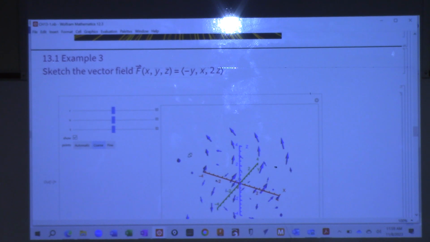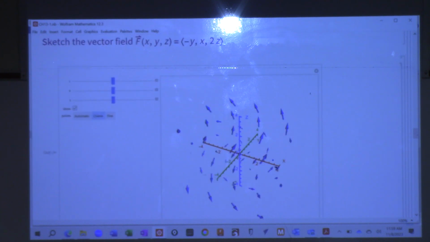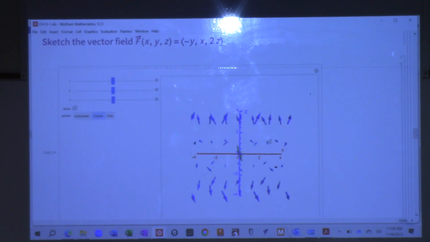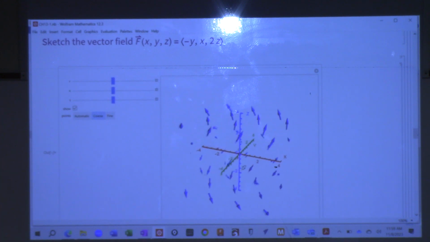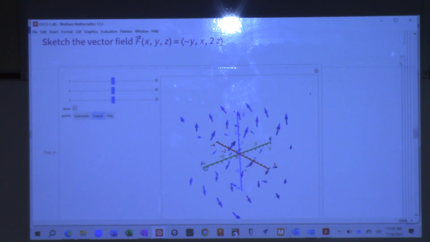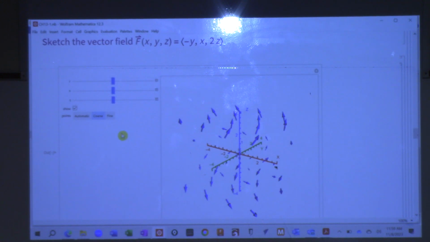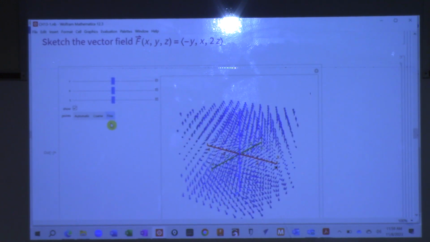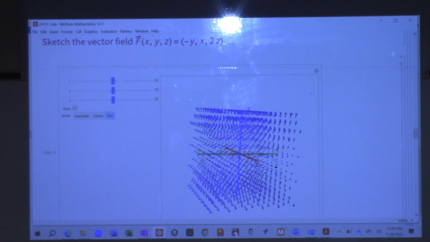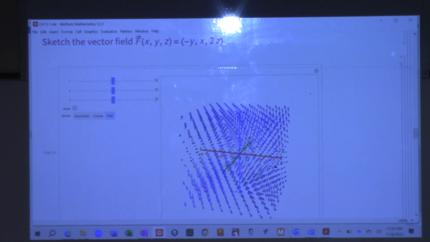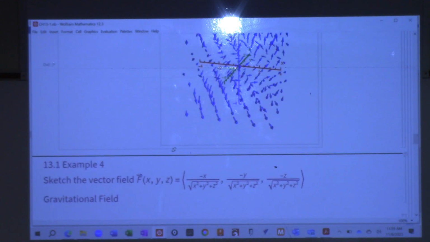It's a little harder to visualize these because we're in three-dimensional space. But you can imagine that at every point there's some vector pointing in some direction. You can put more of them in there, but then it starts to get a little bit hard to see what's going on, right? But nonetheless, there they are.